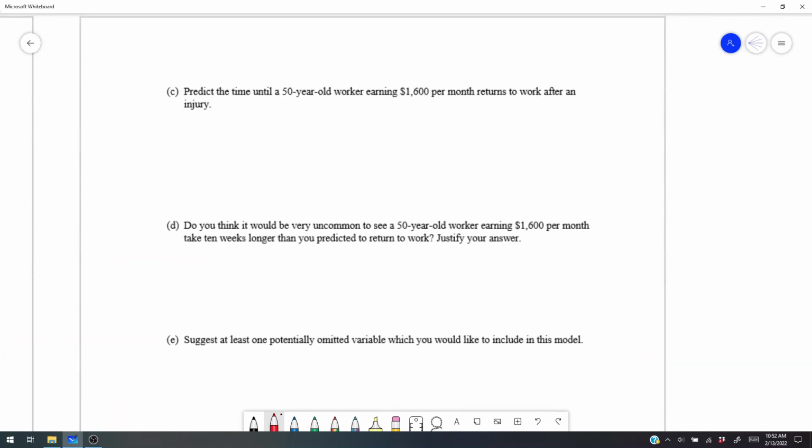Predict the time until a 50-year-old worker earning $1,600 per month returns to work after an injury. I have terrible news for you. $1,600 per month is not weekly wages. It's monthly. Okay, so you have to fudge this somehow. How many weeks are there in a month? 52 weeks in a year. Divide that by 12. Come up with the exact number of weeks in a month. Or suppose it's 4.